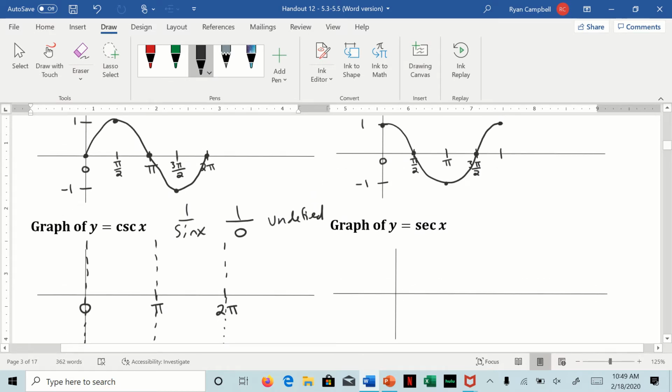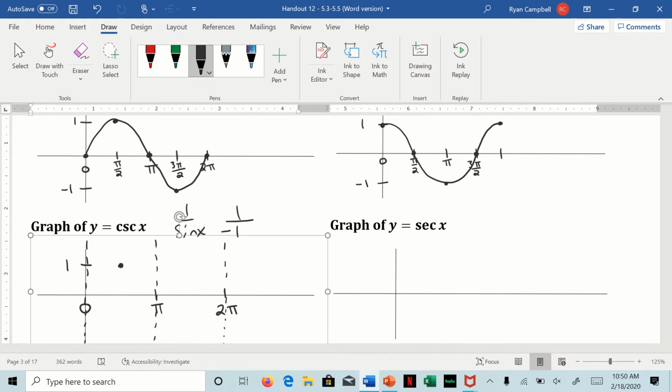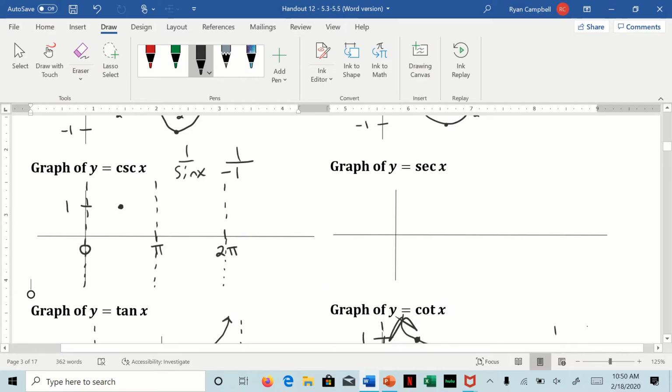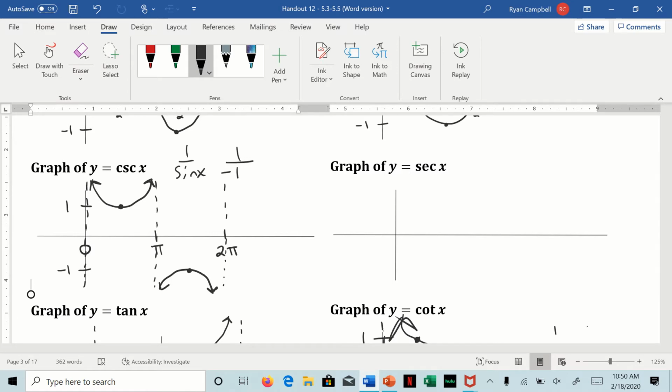All right. So the other one we have, right, is when sine is equal to 1, which means that cosecant would also be 1. When you flip it, you still get 1. And same thing with negative 1. When sine is negative 1 and you flip it, it's still negative 1. So what it ends up being is, when it's up, it goes up. When it's down, it goes down. And this is cosecant, excuse me.